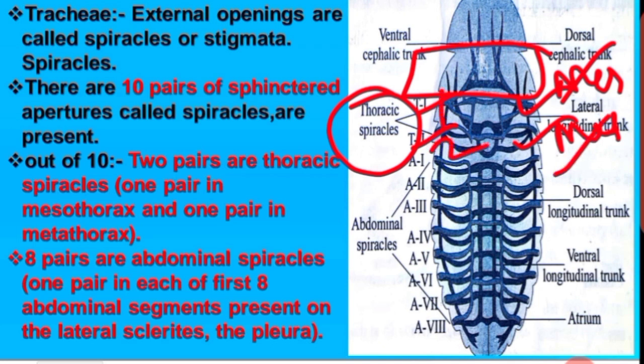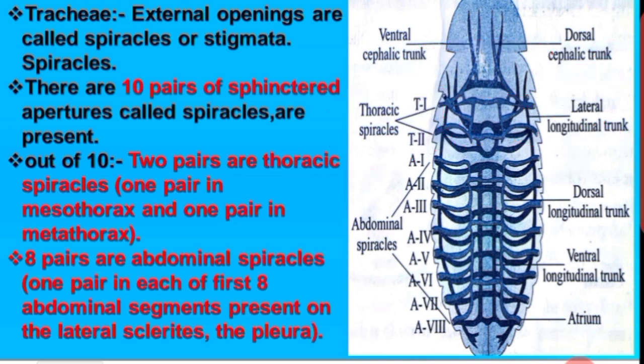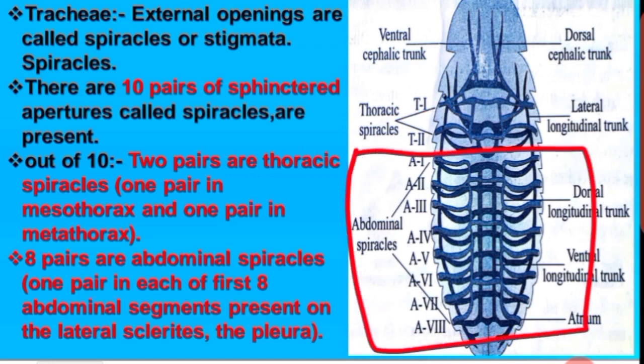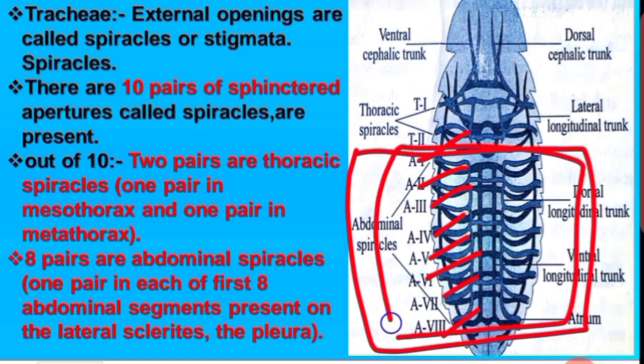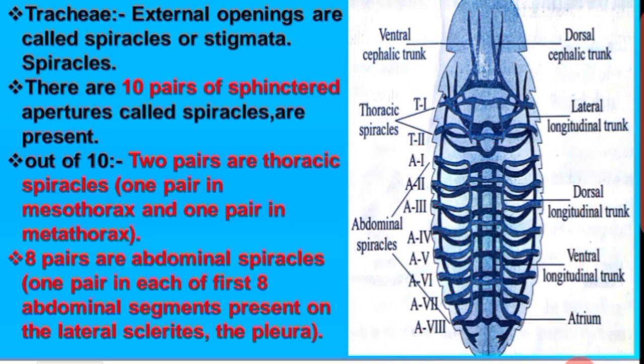What about the rest of the 8 pairs? The rest of the 8 pairs are abdominal spiracles: abdominal spiracle 1, 2, 3, 4, 5, 6, 7, 8. How many? 8 pairs. Right? One pair in each of the first 8 abdominal segments. Where are they located? They are located in the lateral sclerites.